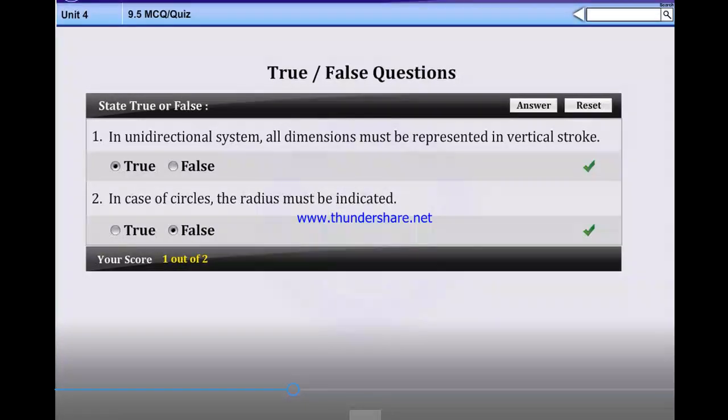Now next, in case of circles, the radius must be indicated. No, we can't indicate a radius. We can represent it in the form of a diameter dimension in case of circle representation. So it is a false type of question. Like that we will find out the true or false questions.